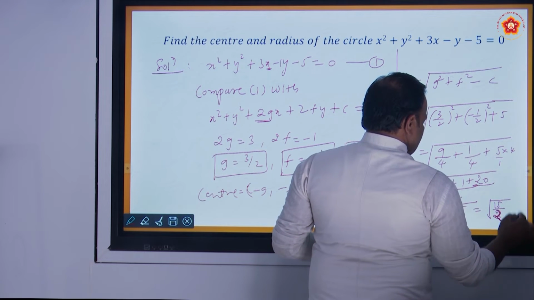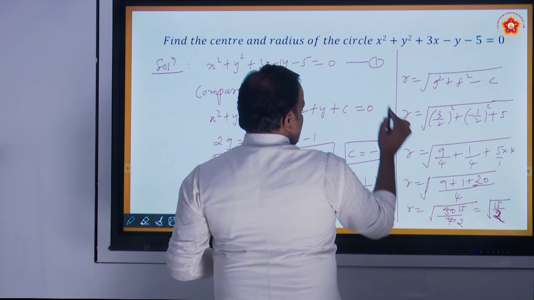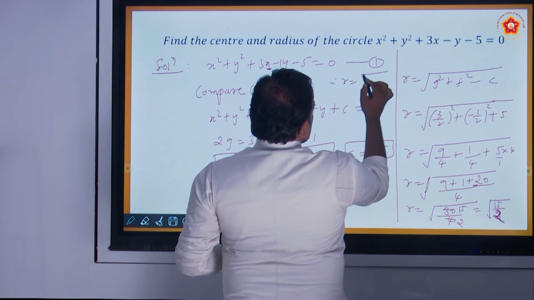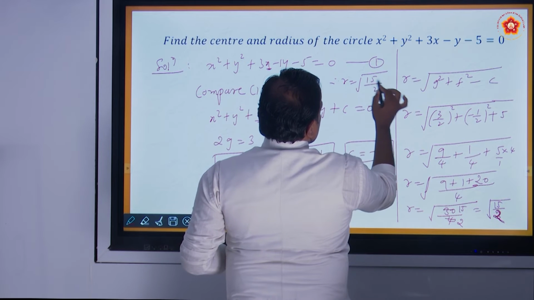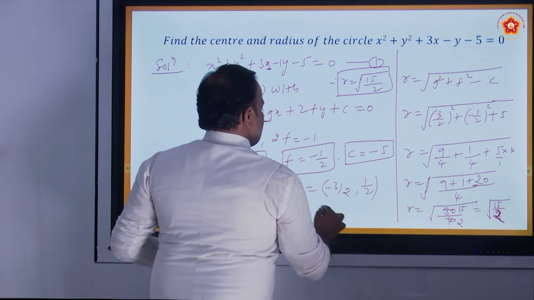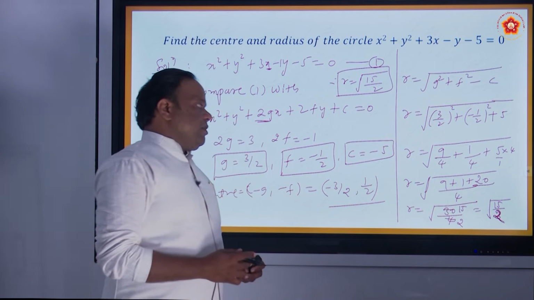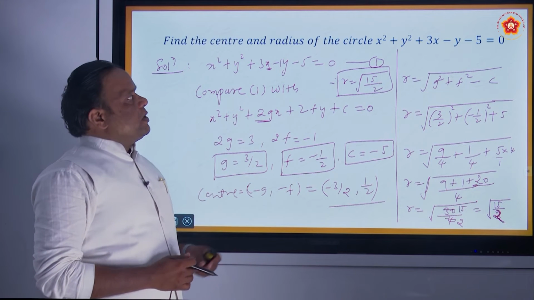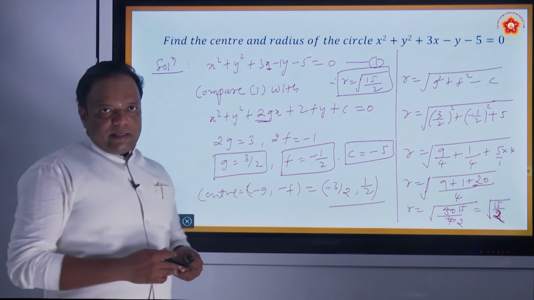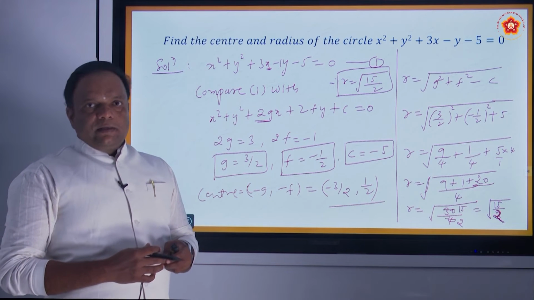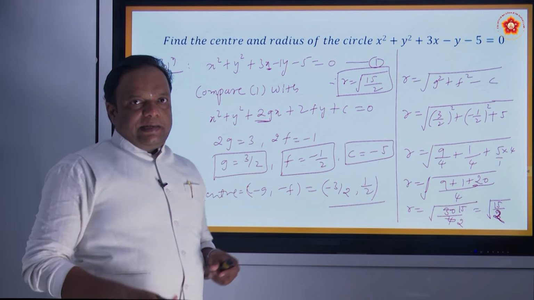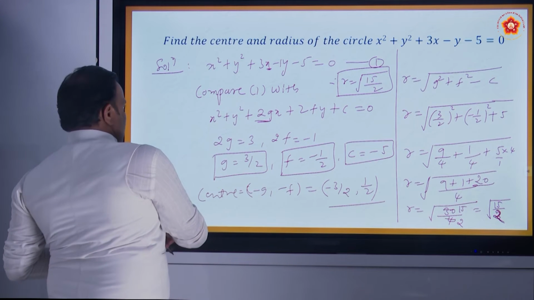So I write here R is equal to root of 15 by 2. This is the radius of the given circle, and center is minus 3 by 2 comma 1 by 2. This is the center and radius of the given circle. Okay, so I think you understand the concept. How can you find the center and radius? Let us start the next problem.